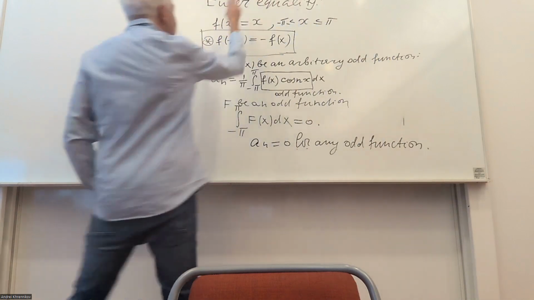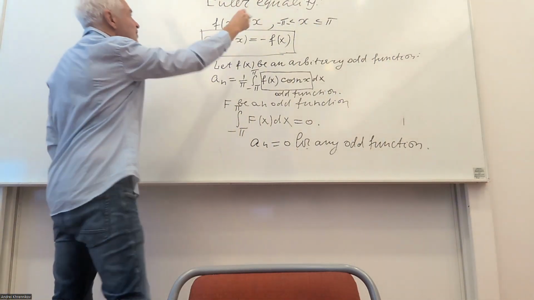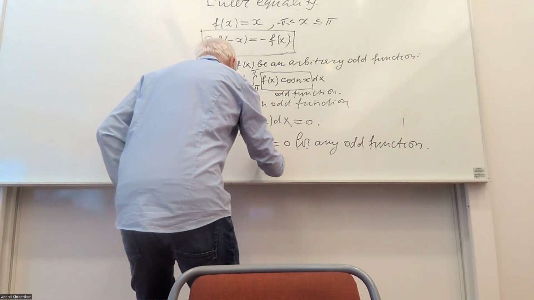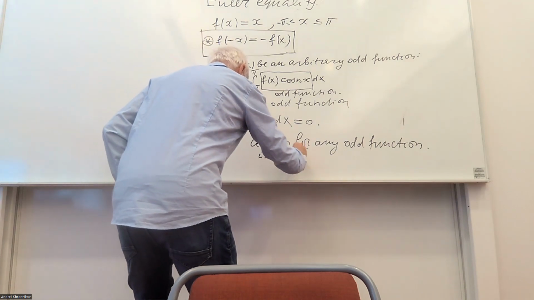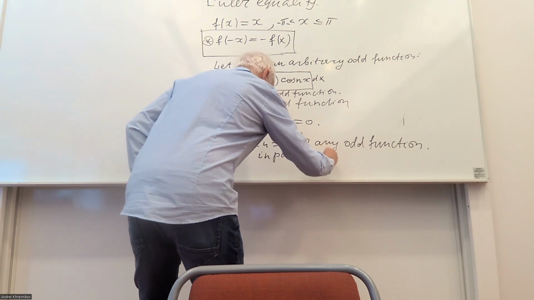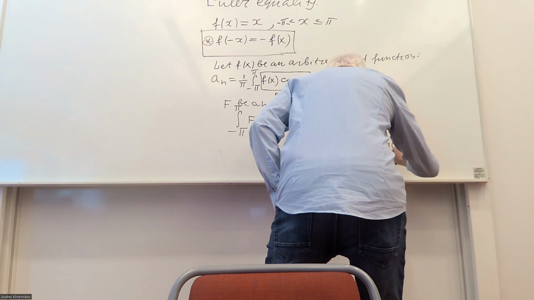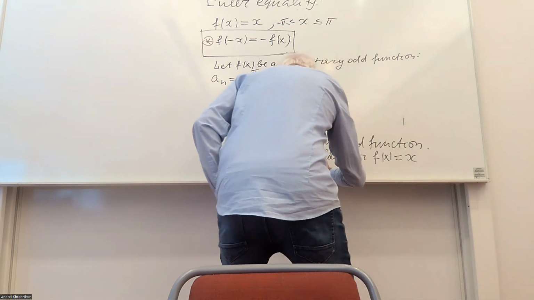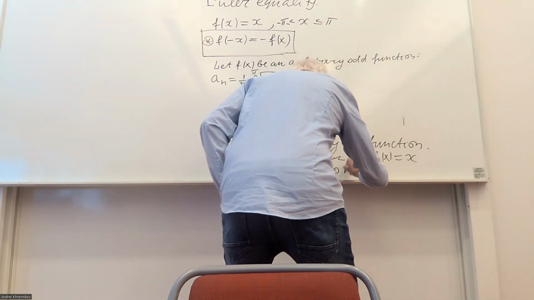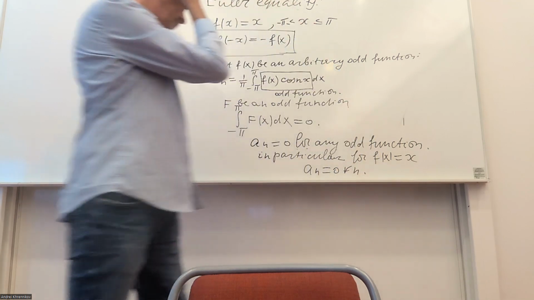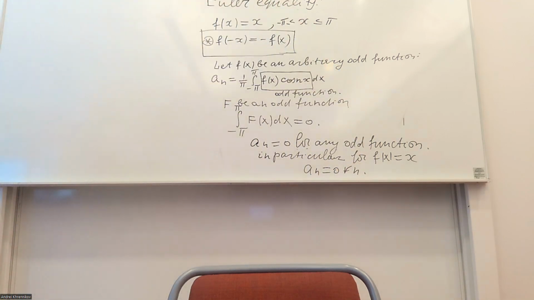In particular, in our example, for f(x) equal x, an are 0 for any n, including n equal 0.